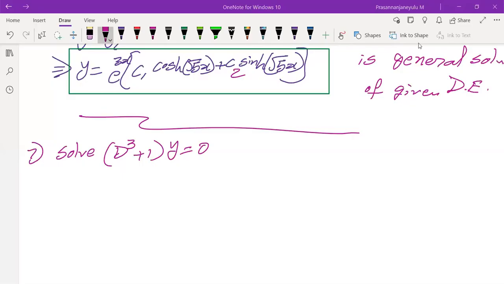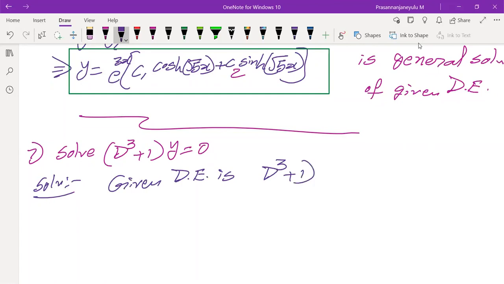Our next question is, they're asking us to find (D cubed plus 1) of y equals 0. Find the solution of this differential equation. But here, while we are taking the same differential equation, how many roots can we say will exist? Three roots, because it is a third order differential equation.